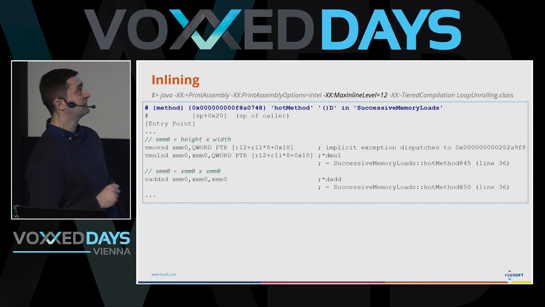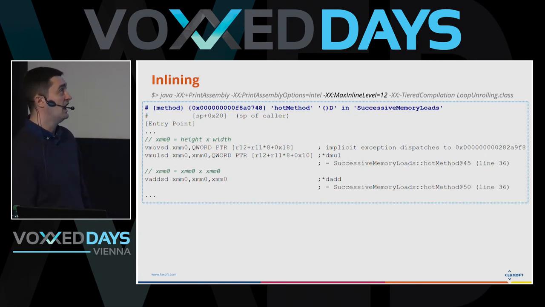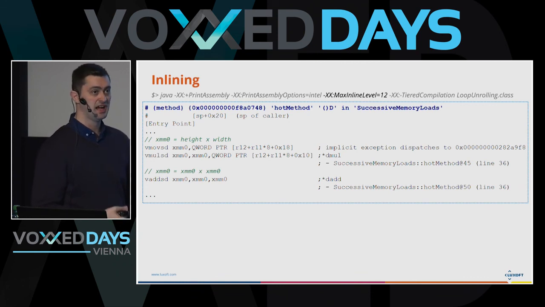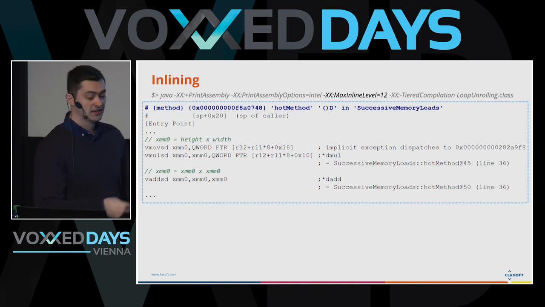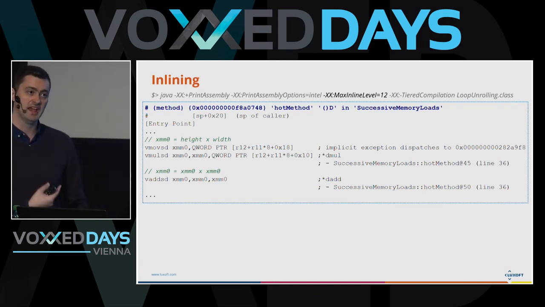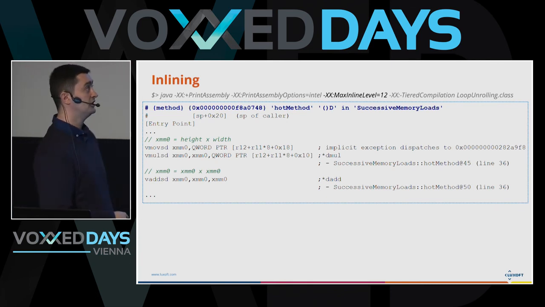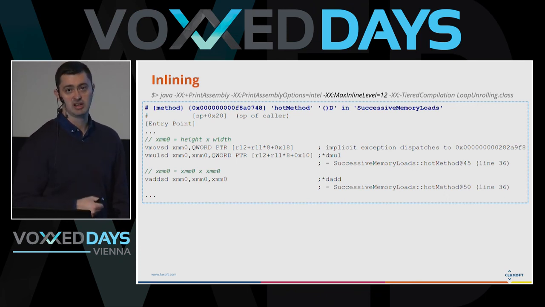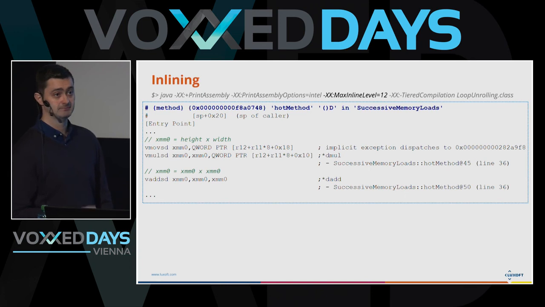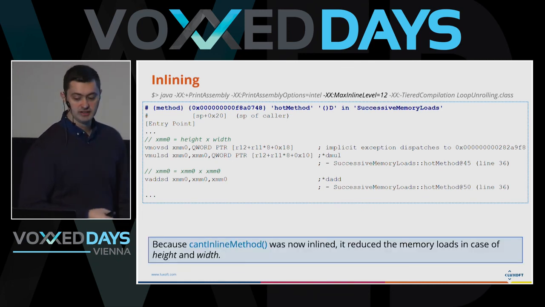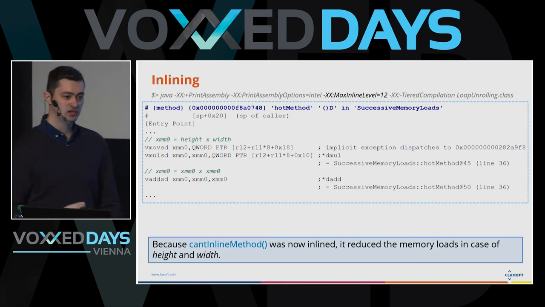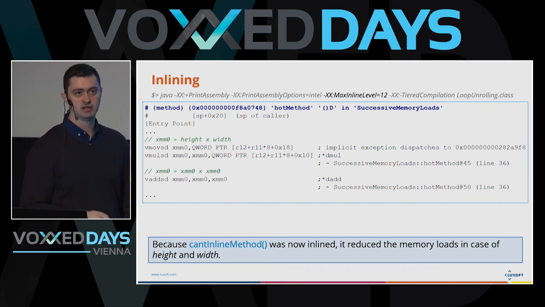If we repeat the test and increase the default max inline level just to be able to inline that method, we see the native code. It's like in here. It does the retrieval of the height from memory only once and the width just once, and as well the method that couldn't be inlined was inlined. So this is a very, very interesting technique to keep in mind, because if we deal with methods that can't be inlined, you prevent a number of other optimizations.